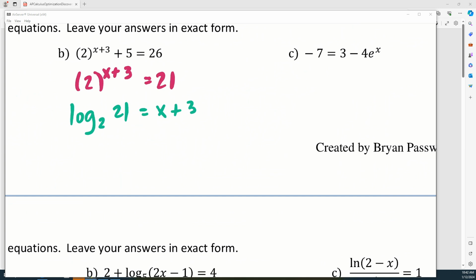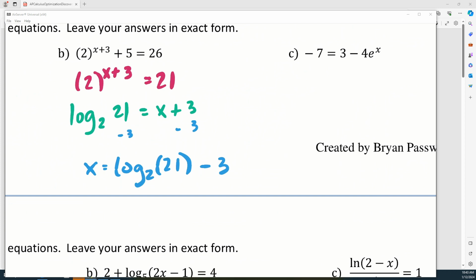Now we're not quite done. We need to move that 3 over, so we would subtract it. Do you guys think we can subtract it from the 21 and get log base 2 of 18? You can't. Because to be able to subtract, they would need to be like terms, and this is log base 2 of 21, which is some ugly decimal.